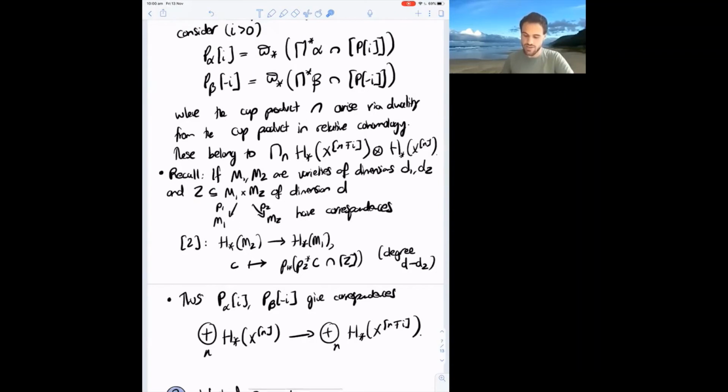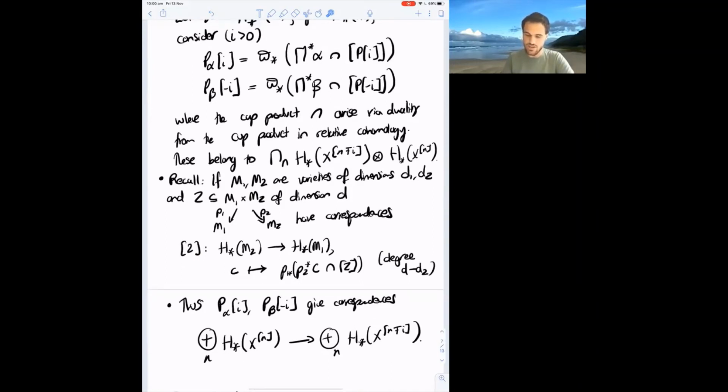I just wanted to give the gist, which is that if you have an actual Z you get the class, but the point is that you can get classes of some type and then do the same construction where you just cap with whatever the class happened to be. But yeah, hopefully that's fine.